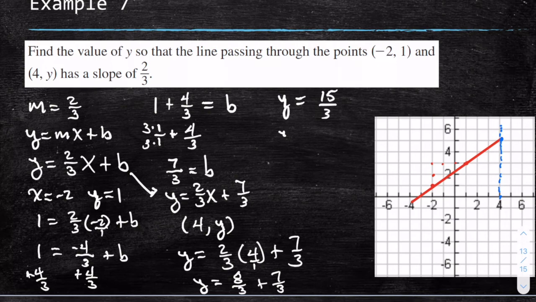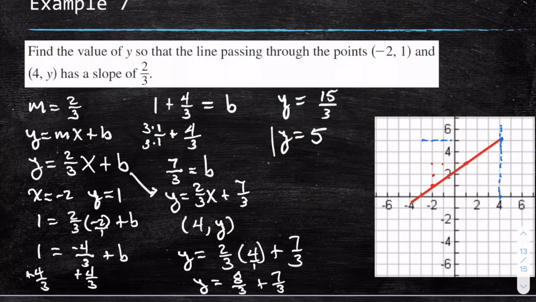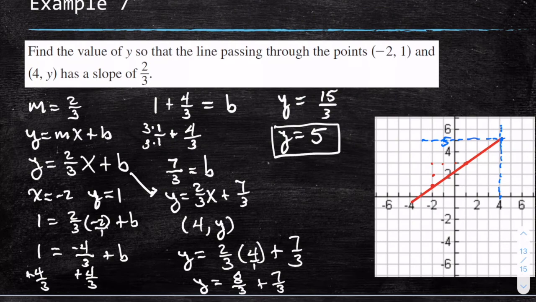Oh, hey, y is equal to, because 15 and 3 have a common factor of 3, so that just turns that into 5, because I can divide out a 3 from the top and bottom. And there we have it. That's the value of y. We were asking for what is y, and we're at a height of 5. Well, there's 5 right there. And we're showing that that's the answer to our problem. Y equals 5.